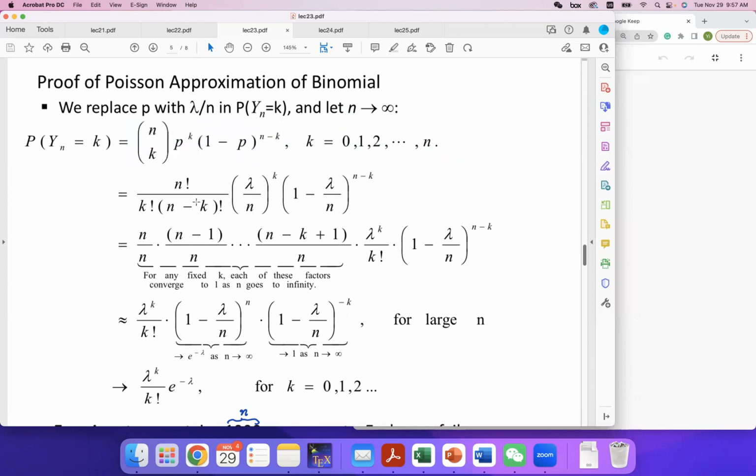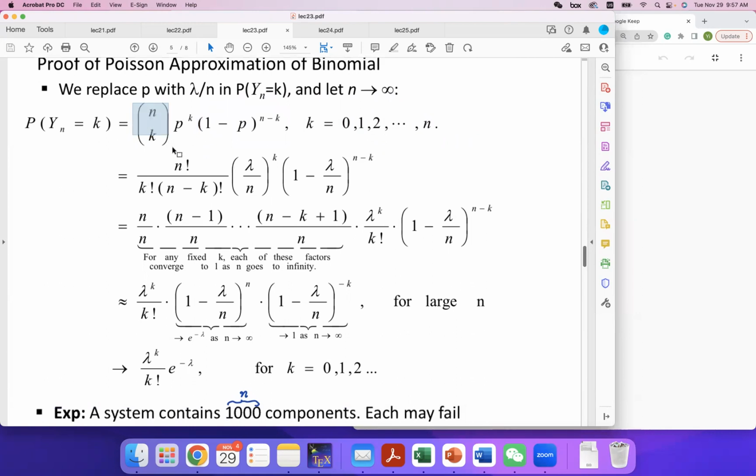And the second step is to express this combinatorics using n choose k. So for n choose k, we have this many possibilities from the previous lectures. And p in this case is lambda over n. And the rest of the steps is simply to rearrange all these terms so that in the end we can see what the limit is. So this is the limit.